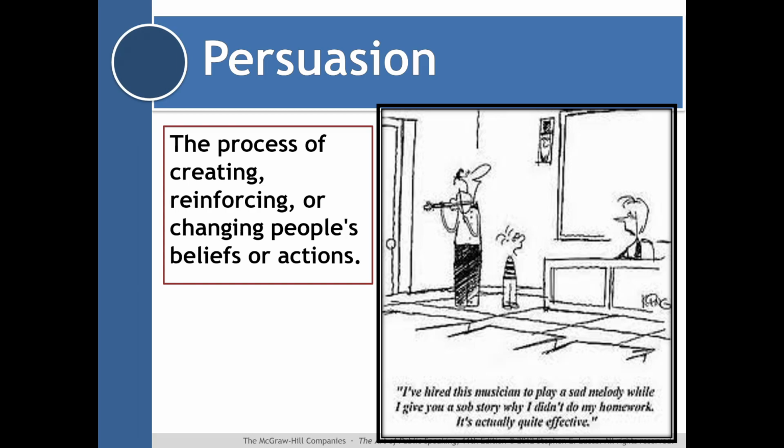So like an example in the picture given: "I've hired this musician to play a sad melody while I give you a sob story why I didn't do my homework. It was actually effective." So the aim here is that the person wants to persuade the teacher, or the person in front of them, to believe that whatever he said is the truth, and they want to try to influence them. So that is persuasion.